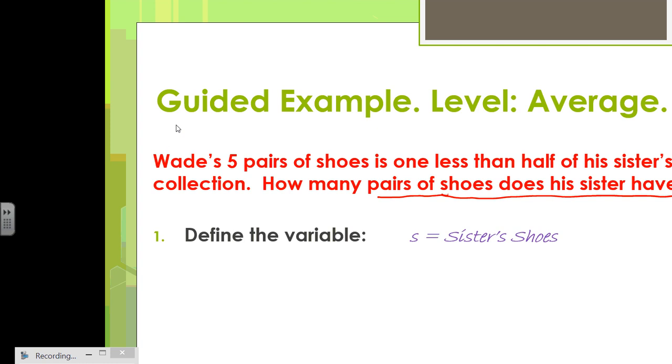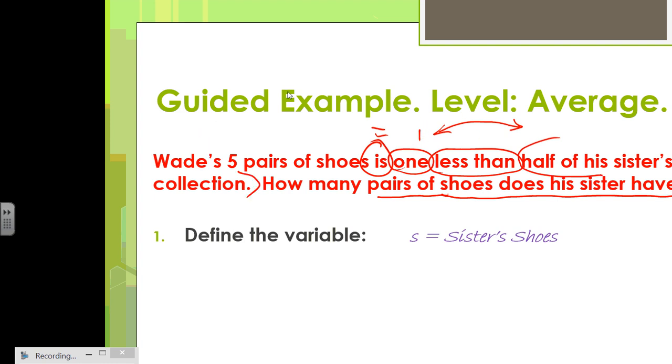And then it's going to say 5 pairs is one less than half of his sister's collection. Interesting. Okay. So, like the ones that we had on our homework, 5 is, there's our equal sign. 1 is the number 1. Less than, careful there, that's an order switcher. So I'm going to have to switch the order of the 1 and whatever it is being subtracted by. And then half of his sister's collection.